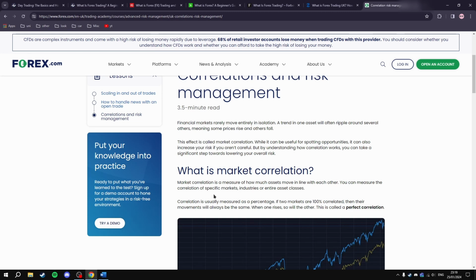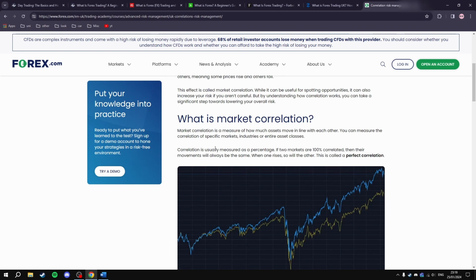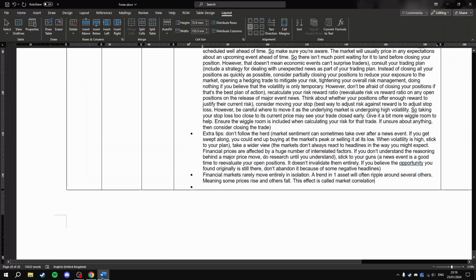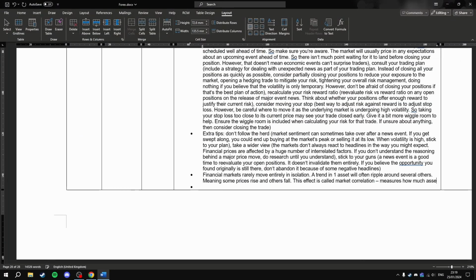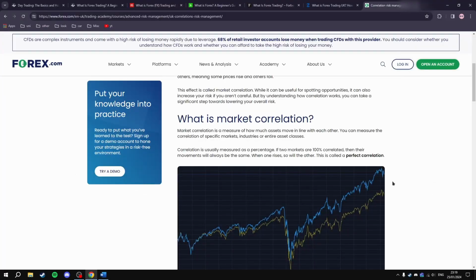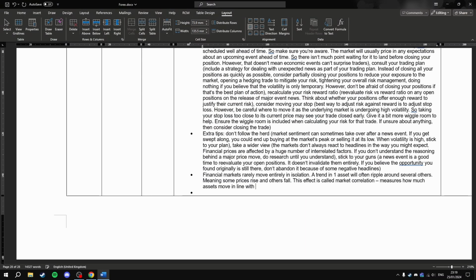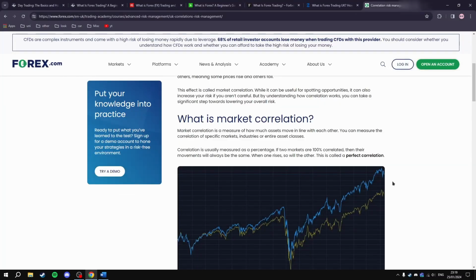So, what is market correlation? Market correlation is a measure of how much assets move in line with each other. You can measure the correlation of specific markets, industries, or entire asset classes. Correlation is usually measured as a percentage.